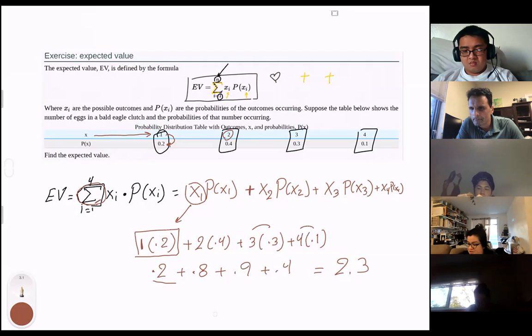So you just substituted basically with the numbers provided at the top. Yes. Okay.